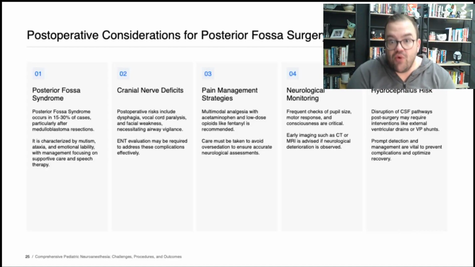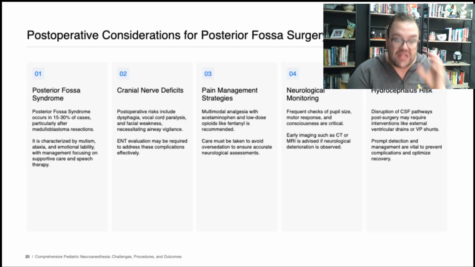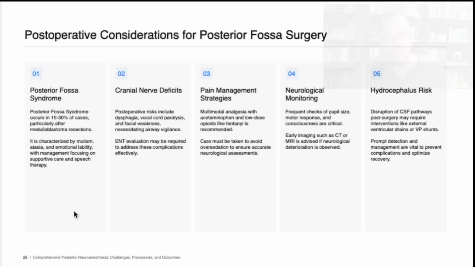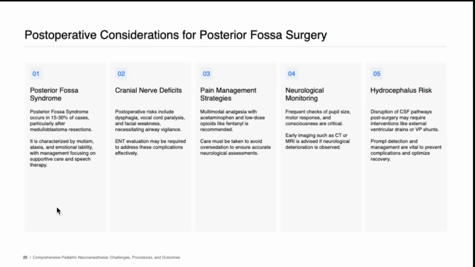We need to evaluate for cranial nerve deficits. Most of them are transient, thankfully, but some may be permanent. And we need to be especially aware of the swallowing reflex and the gag reflex. And so that is why speech therapy and swallowing assessments are critical in the postoperative period here. Pain management, as I've said, please avoid long-acting opioids, and please don't just sedate these kids willy-nilly. It's really not necessary and it can be damaging.